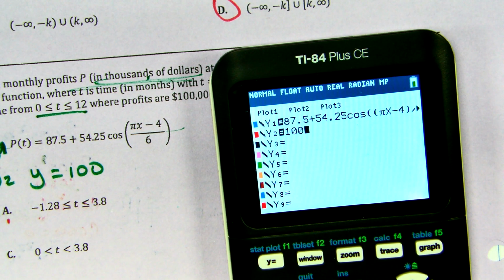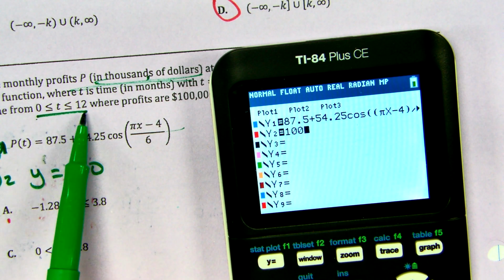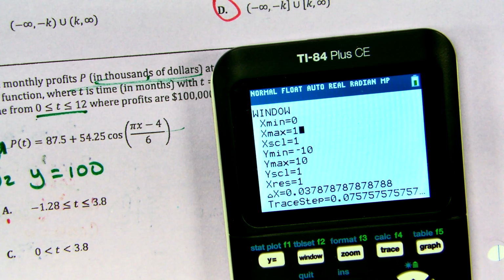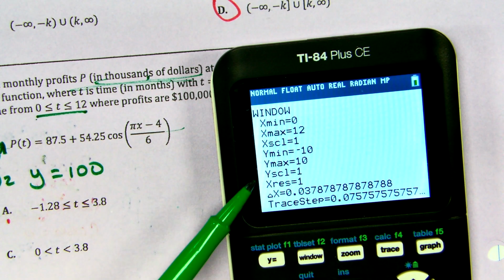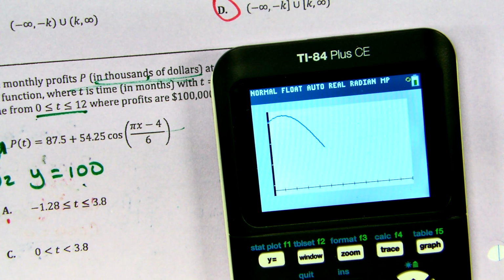Now, I'm not even going to bother graphing this yet because I already know one thing they told me to change is my x-axis should go from 0 to 12. Okay, so I'm going to go to Window, change that 0 to 12. And I have a y value at 100. Right now, it only goes up to 10. So I need to be more than 100 at least, right? So I'm going to just put in 150 as my max. Now let's see what it looks like.